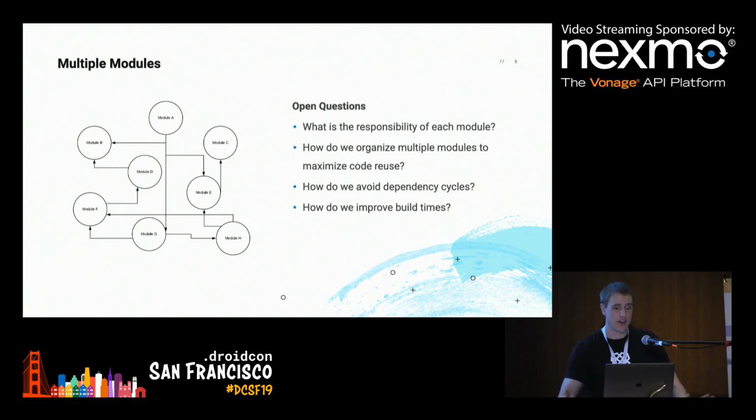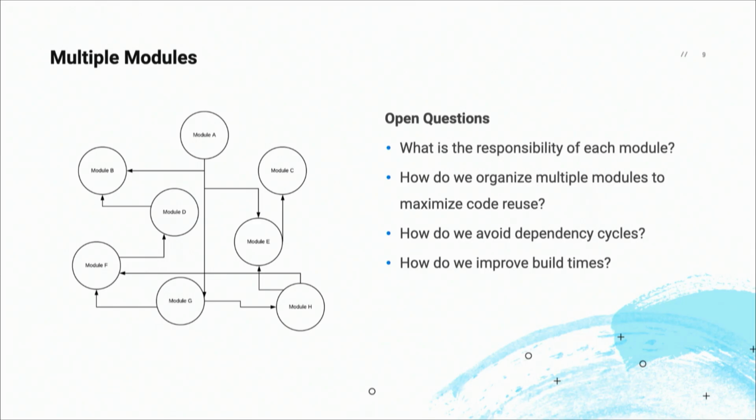So once we start creating all these modules, we've got a whole bunch of questions like, what is the responsibility of each module? How do we organize them? We don't want something like this. We have to avoid circular dependencies at the very least, but at the same time, we want to be able to reuse them in the most logical way possible. And how do we improve our build time? So that's one thing that everybody talks about by adding modules, and how you organize your modules will greatly affect how it implements your build times.